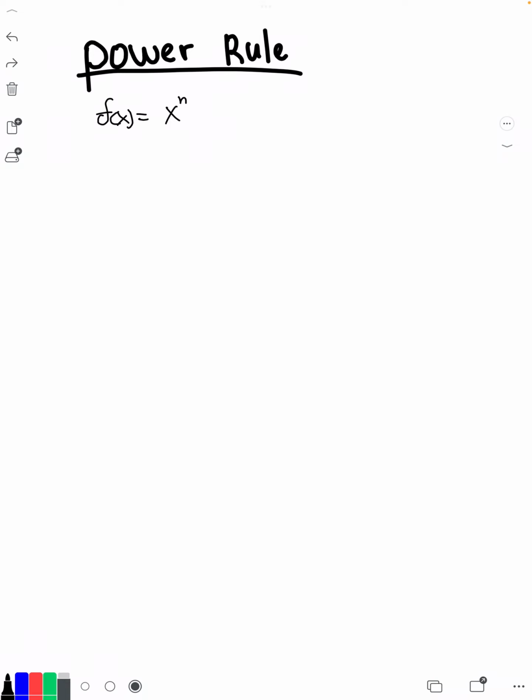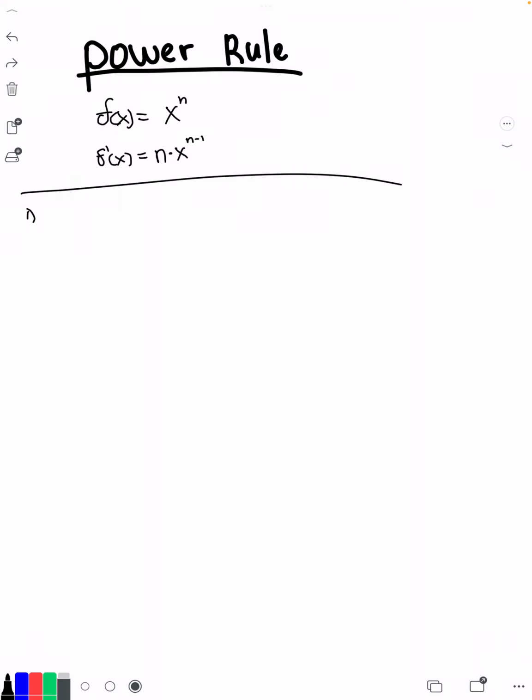So basically, in order to derive that, the rule says that we're going to take n, which is a number. There's just a number in the power. We're going to multiply n by x, and then the power is going to become smaller by 1. So let's see a few examples in order to understand better.